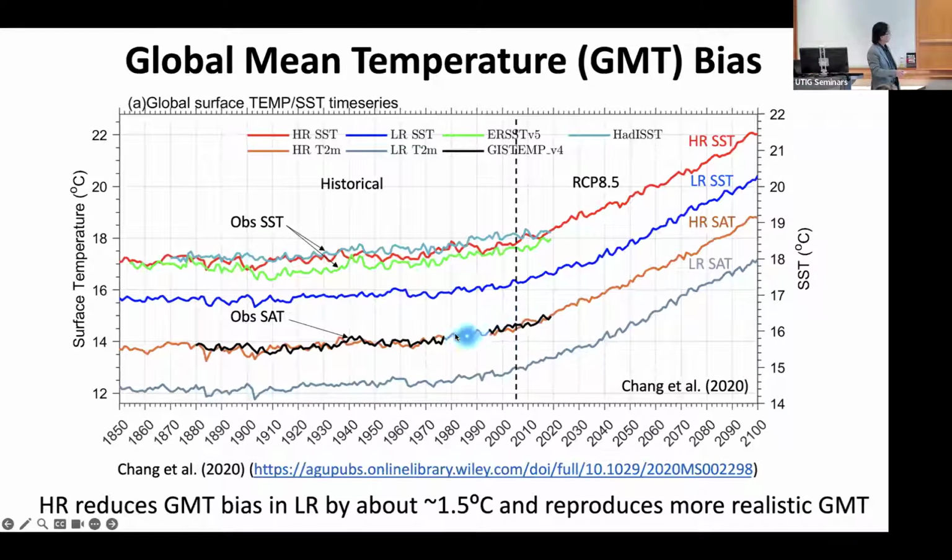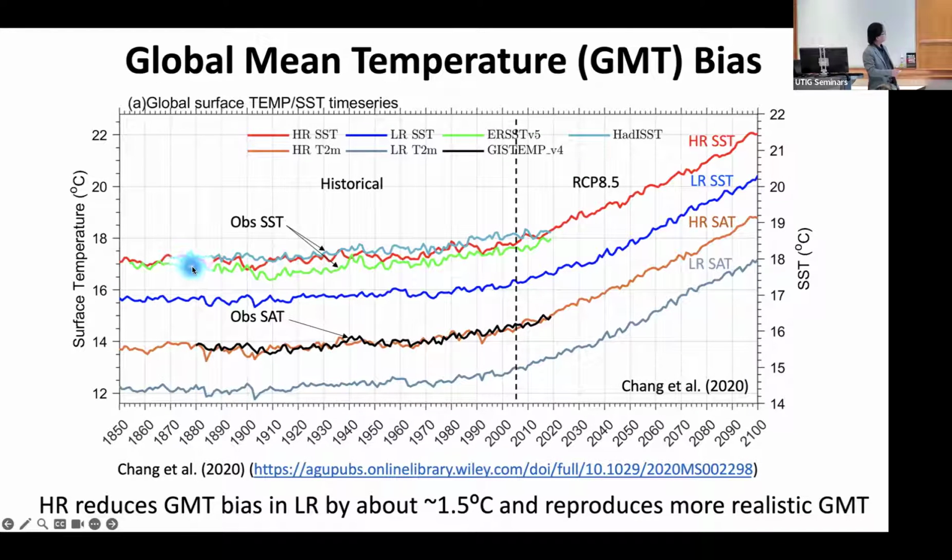And you can see the model actually agrees with the observation very nicely. And this is the low resolution version of the model running in exactly the same way. And you can see the low resolution model has a cold bias. It's about 1.5 degrees colder than the high resolution model. And this is the surface temperature.